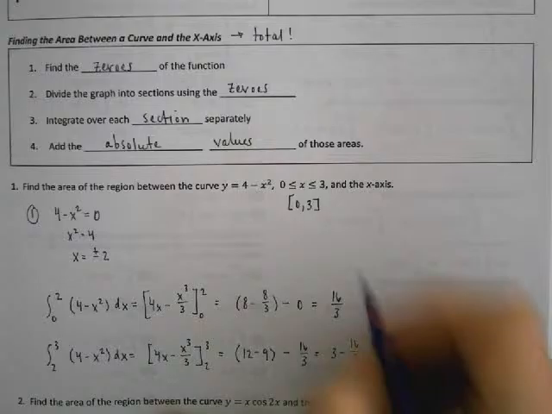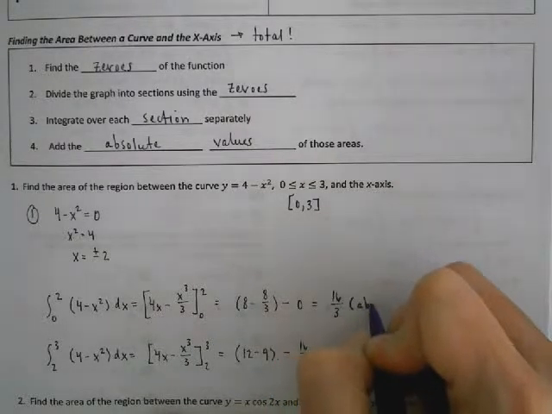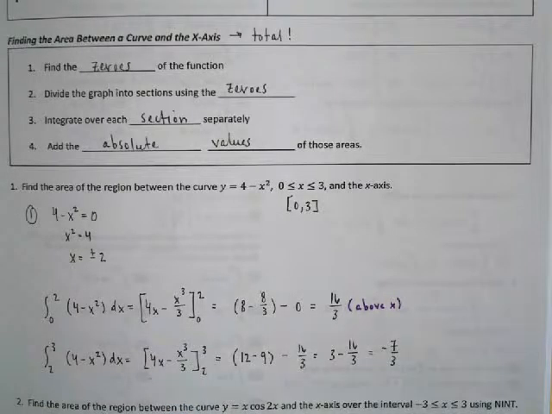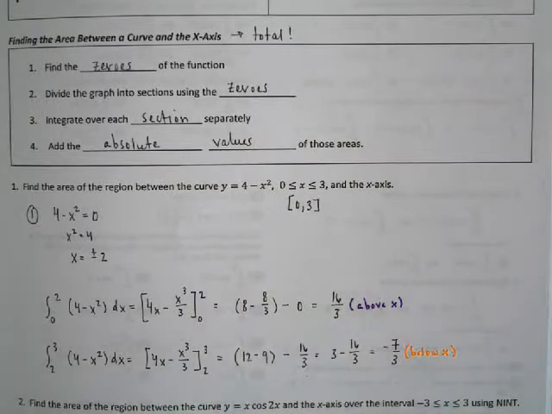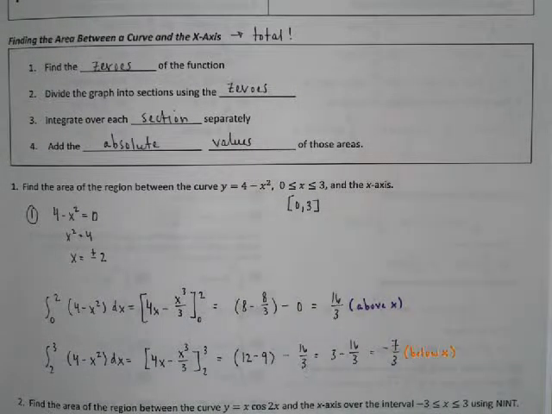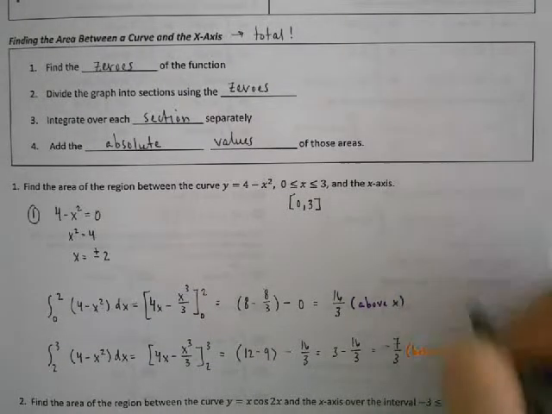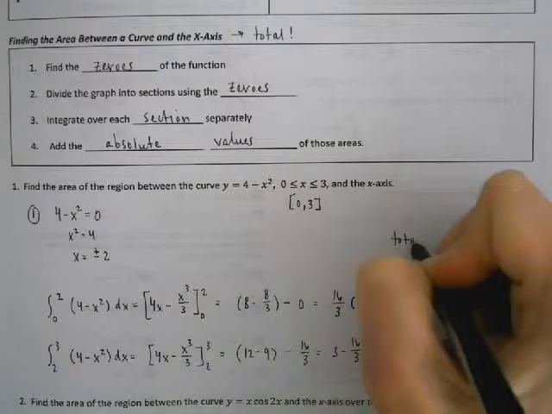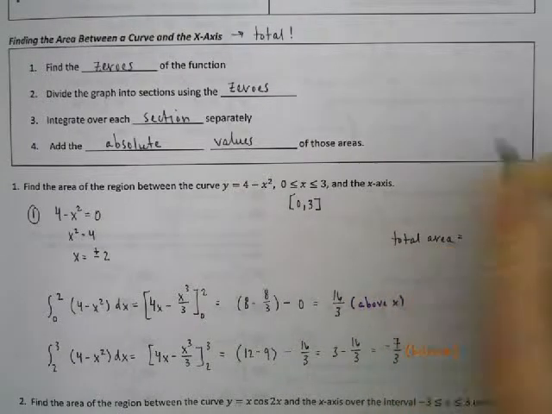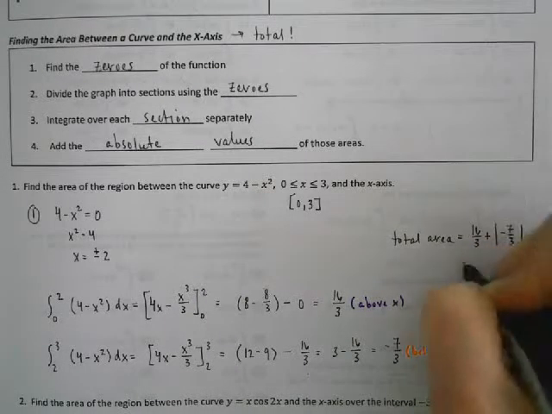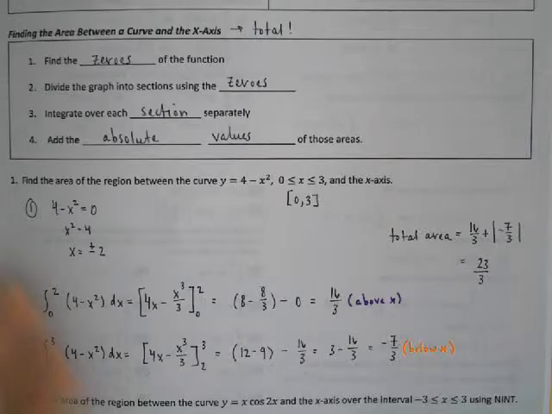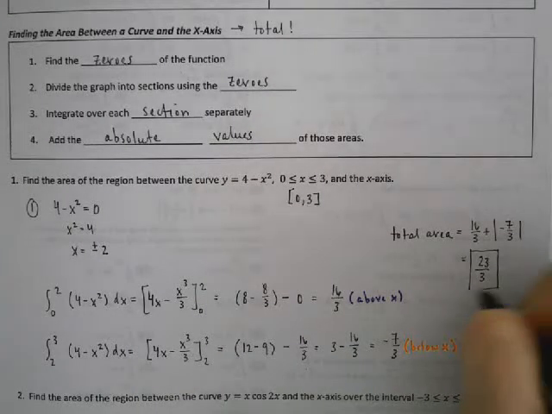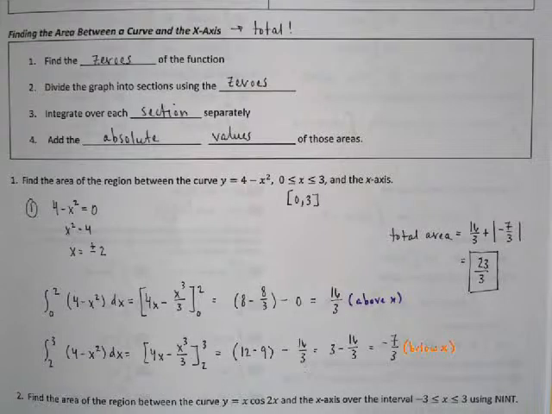Since the first value is positive, that area was above the x-axis. And this value was negative because that area is below the x-axis. But for total area, I don't want to take into account that sign. So now I'm going to go back up here. For my total area, I'm just going to add the absolute value. I have 16 thirds plus the absolute value of negative 7 thirds, and I get an area of 23 over 3. So that's how we have to do this by hand.